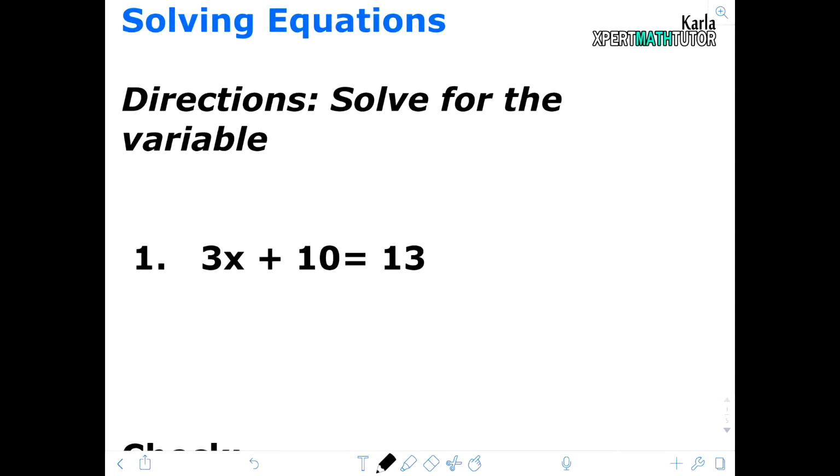So let's look at the first example. Number 1, 3x plus 10 equals 13. I see that we have a 3x on the left side of the equation. We also have the number 10 and 13. Now these 10 and 13 are constants, and we want to bring all the constants to one side of the equation. So I'm going to bring the 10 over to the right side of the equation.